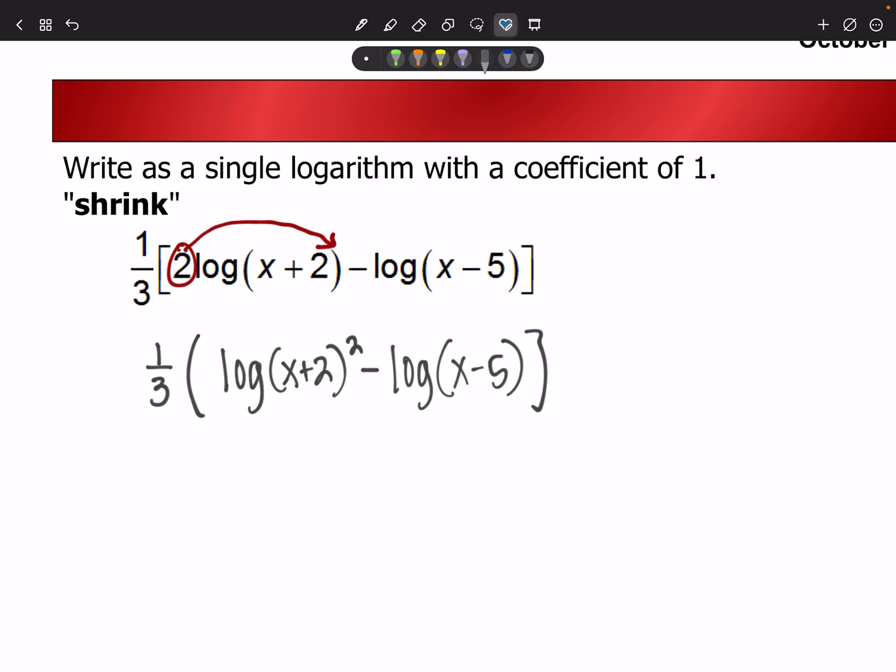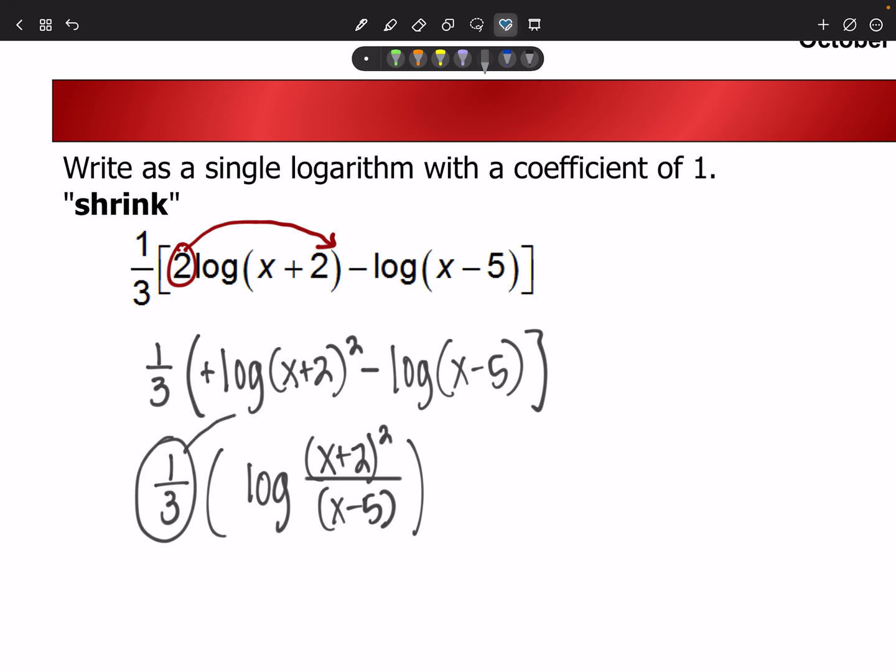So we're going to take little baby steps. Again, I'm going to work on the inside here, and I'm going to condense these. I have a positive log and a negative log, so I'm going to have a fraction for an argument. I'm going to have log and then a fraction bar. In the numerator, we have x plus 2 quantity squared, and in the denominator, we have x minus 5.